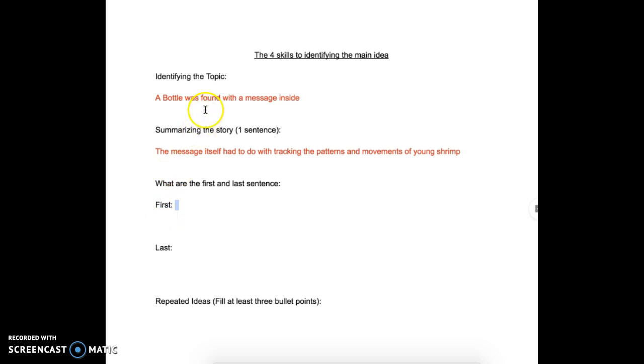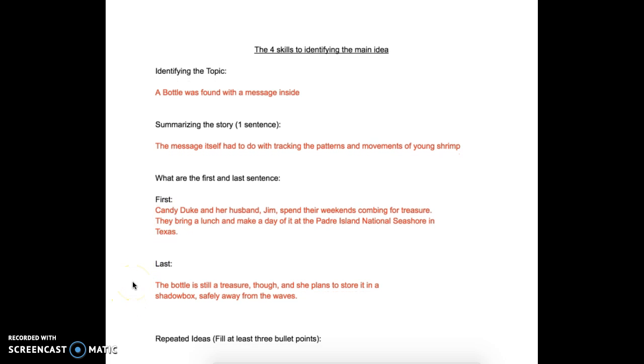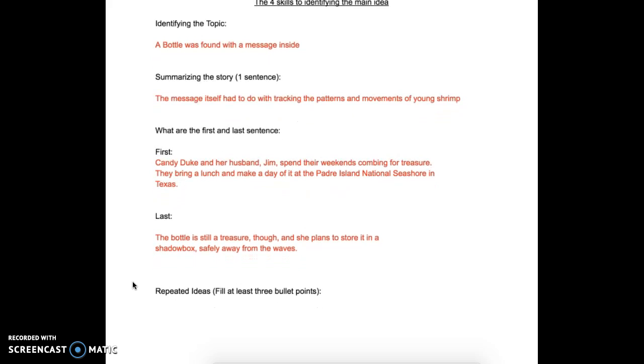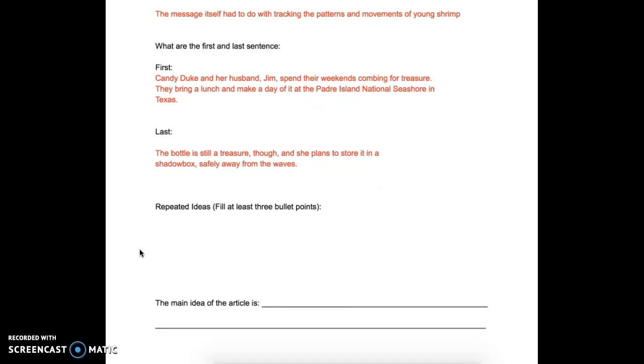The first and last sentence, I'm going to go over and grab those. The first sentence is, "Candy Duke and her husband Jim spent their weekends combing for treasure. They bring a lunch and make a day of it at the Padre Island National Seashore in Texas." And the last sentence, "The bottle is still a treasure though, and she plans to store it in a shadow box safely away from the waves."